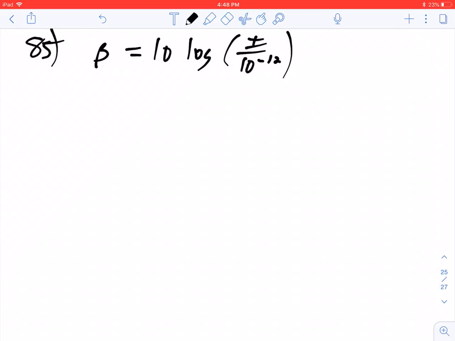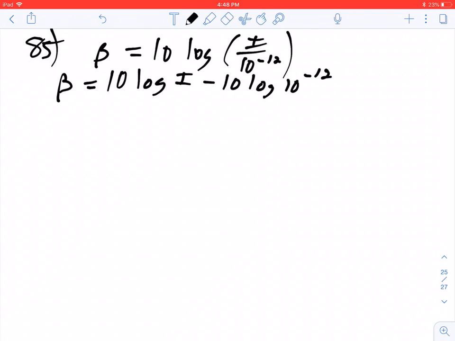So let's start by reducing this formula into a little easier, more usable form. We're going to have beta equals, now you can see there's a 10 there, but we have a quotient here. So we're going to split this up and make this log of I minus, now the 10 needs to be in front of this log as well, log of 10 to the negative 12th. Now, there's not much we can do here, but this second part that I just double underlined, that's log base 10 of 10 to the negative 12th.